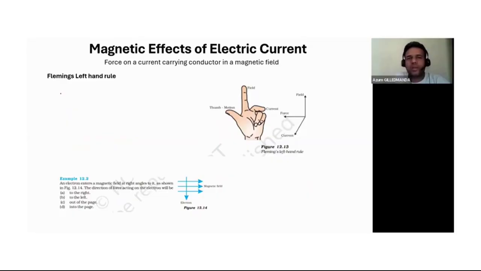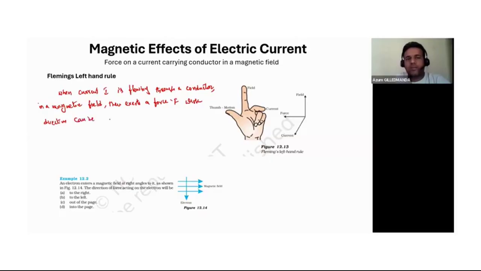So basically what is happening here: when current I is flowing through a conductor in a magnetic field, there exerts a force F whose direction can be found using the left-hand rule.